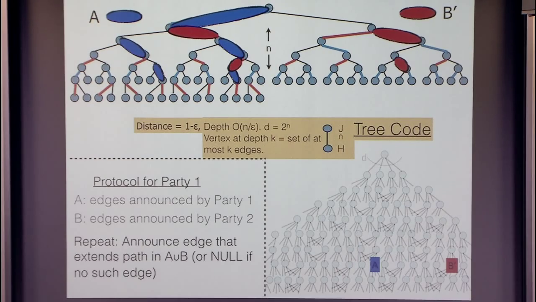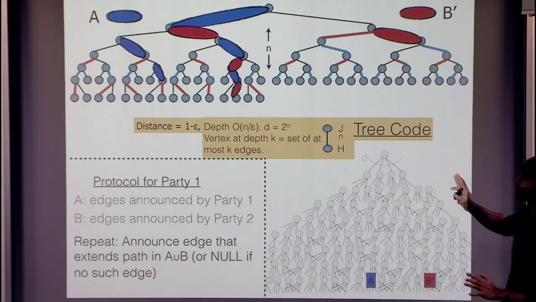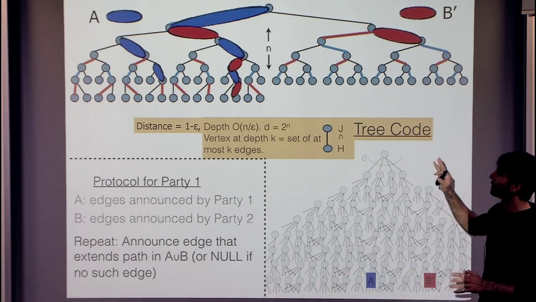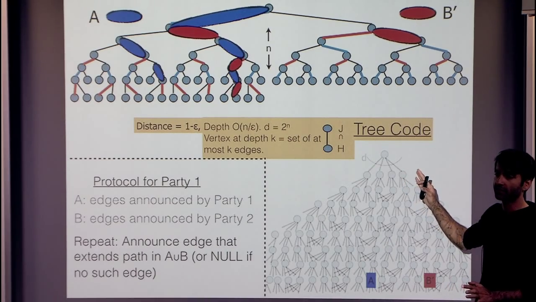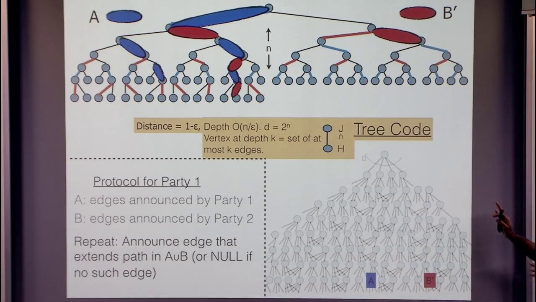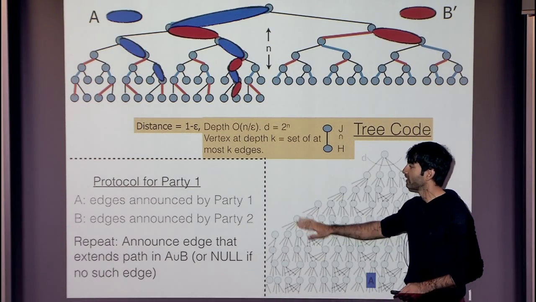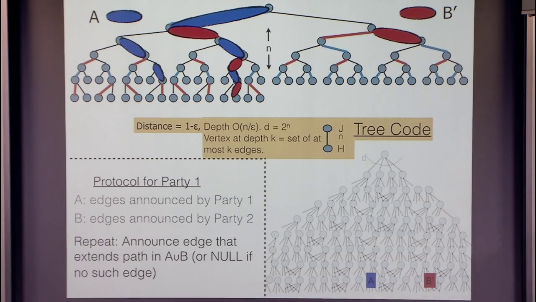Okay, so that's how the protocol goes, and it just goes for some amount of time, and hopefully, eventually, what's going to happen is the picture will look something like this. From the first party's perspective, he'll have announced the true red-blue path in the tree. That's what we want to prove. Okay. So the protocol is pretty simple, and we just need to now make sure that it actually works.